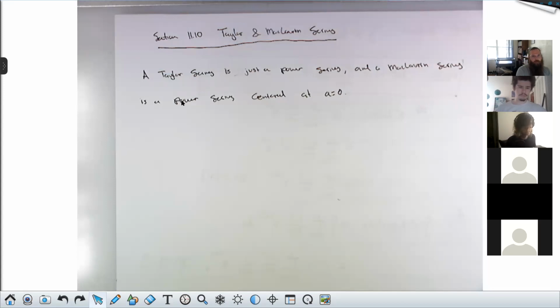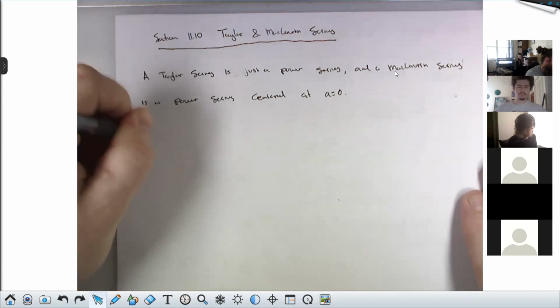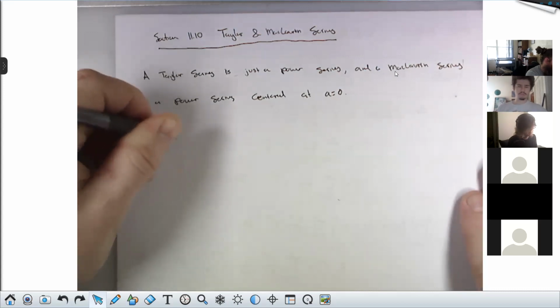That's the most common name. But it's just another name for a power series. And when you're talking about the specific case where the center is 0, you may hear them referred to as Maclaurin series. The big result is here. I'm just going to show it to you. Theorem.